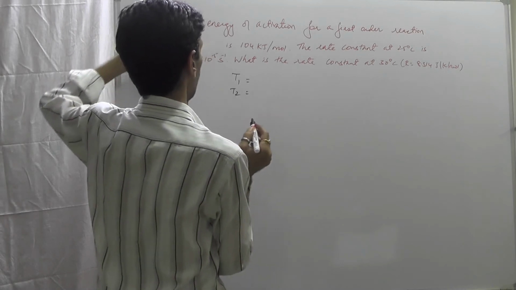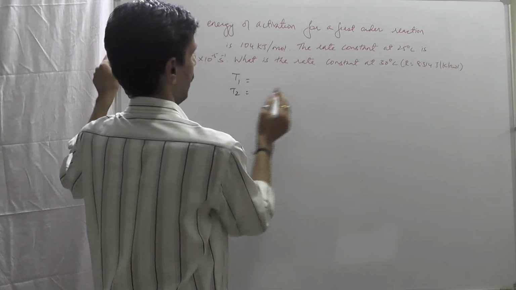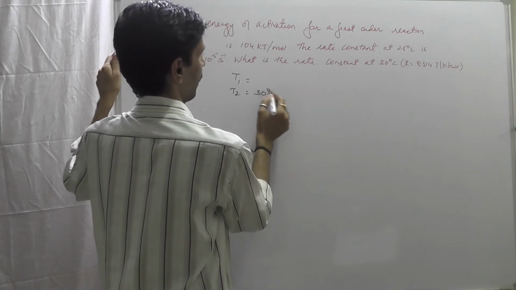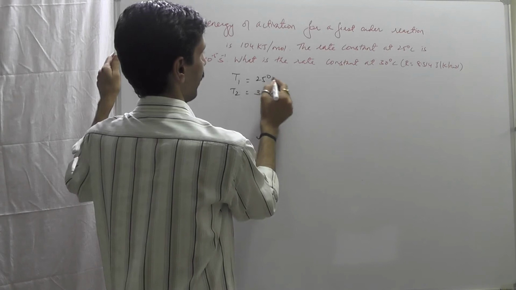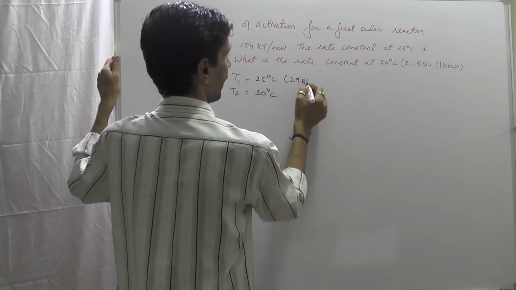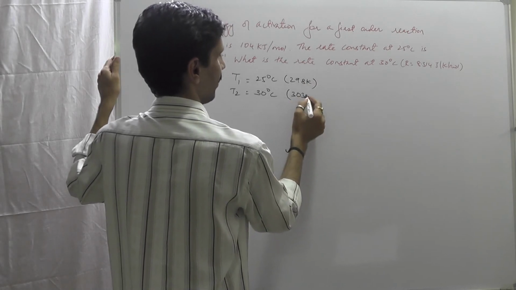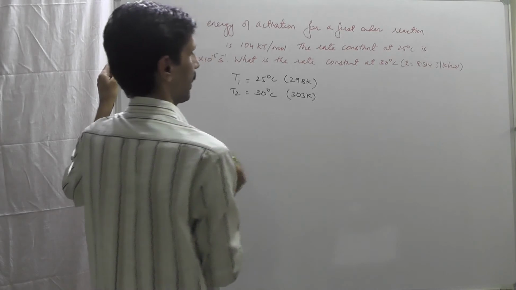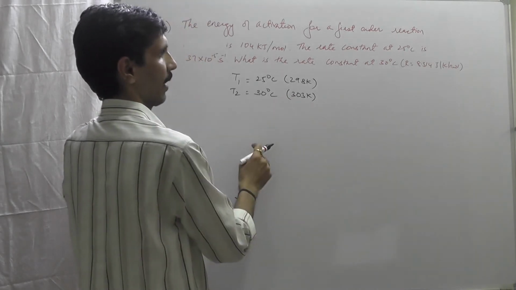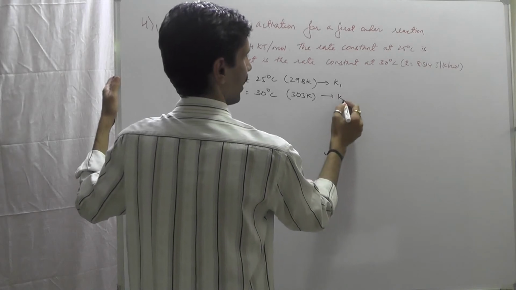Alright, so now what we have is T2 is always greater than T1. I told you this before also. So T2 is 30 degrees Celsius and T1 is 25 degrees Celsius, which will now be called 298 Kelvin, and this will be called 303 Kelvin. Okay, because we have to convert to Kelvin. Now the corresponding K1 and the corresponding K2 values.